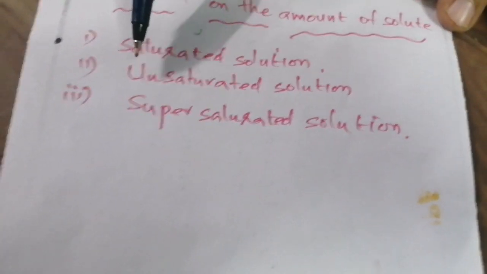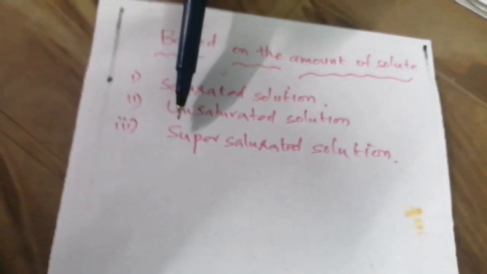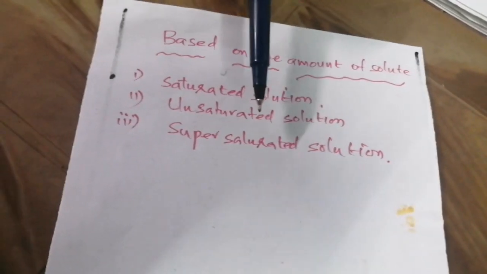The third type of the classification of the solutions is based on the amount of the solute particles. Based on the solute particles, the solutions are classified into further subdivisions. One is saturated solution, the other one is unsaturated solution, and the other one is super saturated solution. I'm going to give the names of it. You can just see, based on the amount of solute.